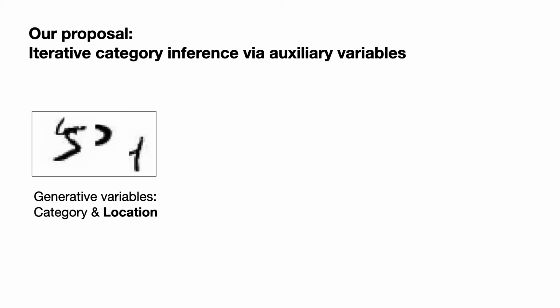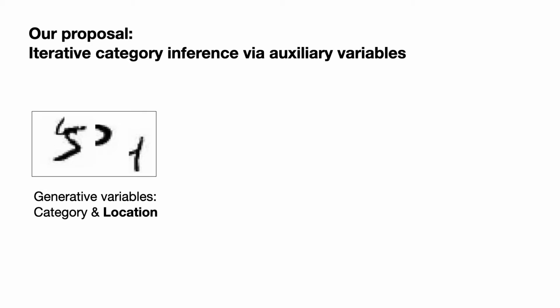So what we proposed was that category inference, which is done iteratively in a recurrent neural network, could use information which was category orthogonal. For example, let's say you have this image where the network has to say the target is 5. So there are two generative variables for the object. You have the category and the location.